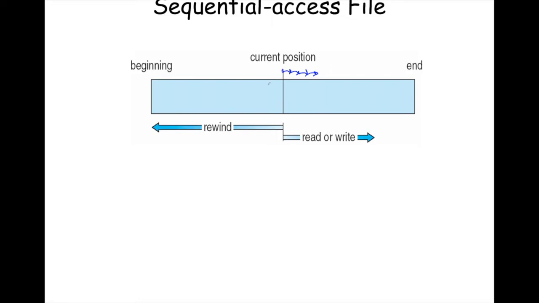When you want to go back to the beginning, you have to explicitly rewind this cursor, noting your current position, back to the beginning. And then you proceed sequentially again. All reads and writes read a single unit from that file, and then it moves to the next unit next door, going from the beginning in the direction towards the end.